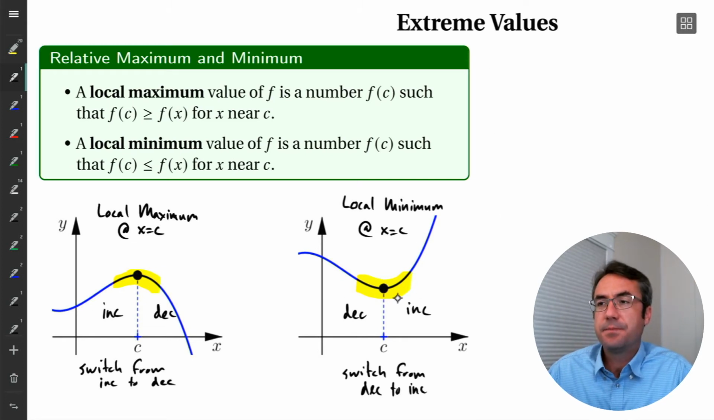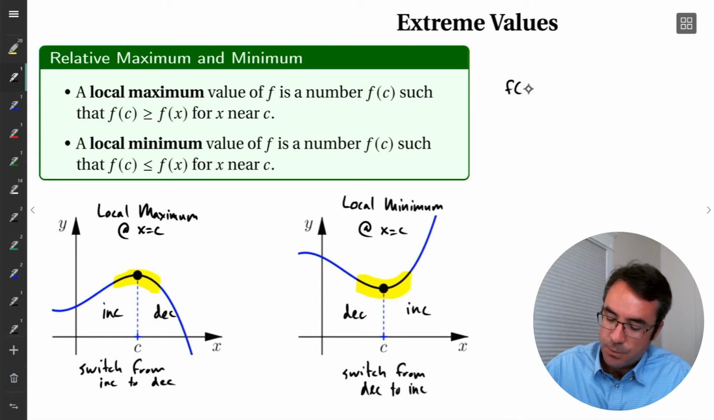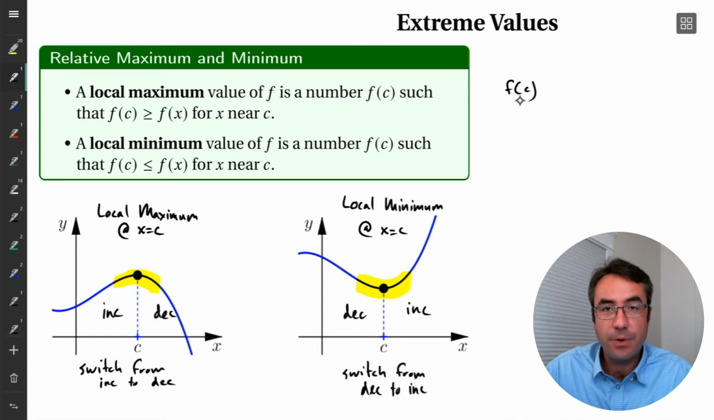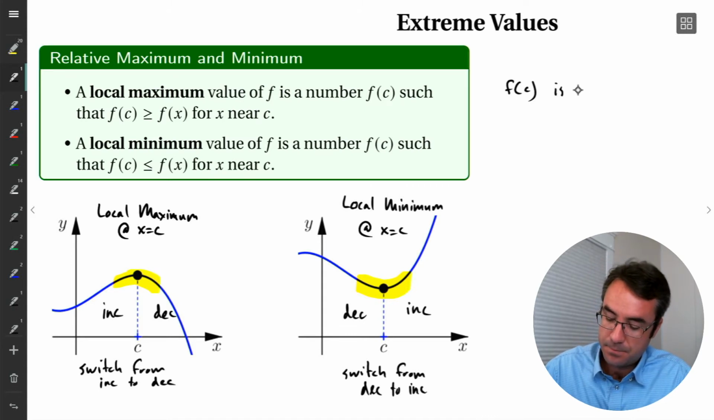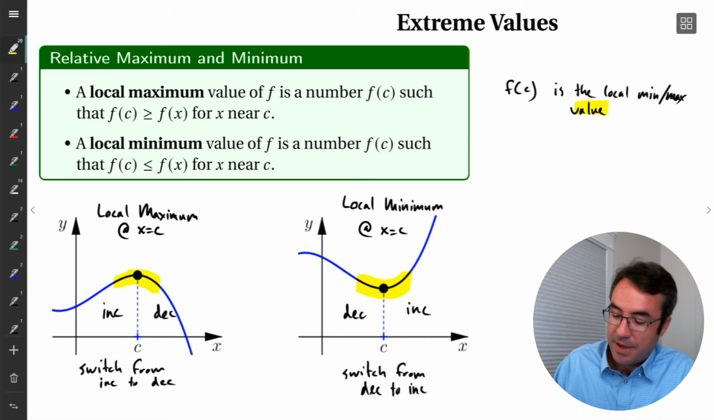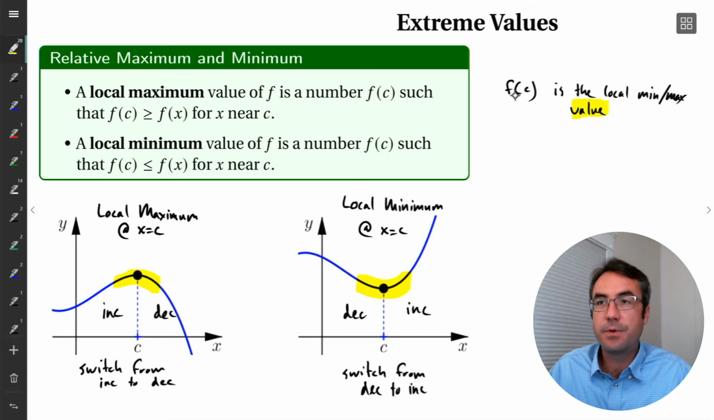All right. In this definition, we just want to be careful with it. So we're defining the local max value. We just want to point out the actual function value, f of c, is the local max value. So kind of the key word here is value. When we talk about the local max value, we're talking about the value of our function.